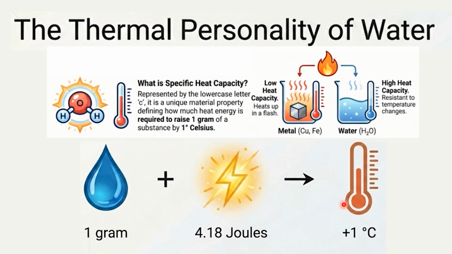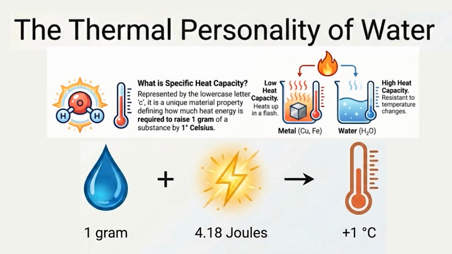Now, before we can calculate that total heat, we need to understand a concept I like to call a substance's thermal personality. In chemistry, this is formally known as specific heat capacity, and we represent it with a lowercase letter c. You see, every material out there behaves entirely differently when exposed to heat. Some things, like a copper wire or an iron pan, heat up in an absolute flash. But other materials are incredibly stubborn, and they require a massive amount of thermal energy just to nudge their temperature up by a single degree. For liquid water, this thermal personality is highly specific. It takes exactly 4.18 joules of energy to raise just one single gram of water by exactly 1 degree Celsius.